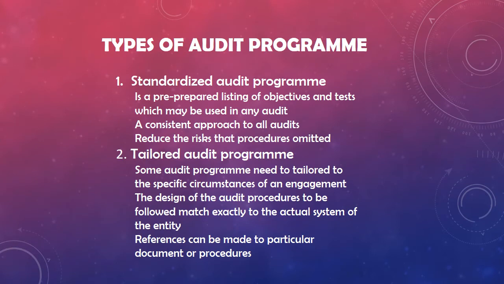Types of audit program. There are two types of audit program. 1. Standardized audit program. It is a pre-prepared listing of objectives and tests which may be used in any audit. It's a consistent approach to all audits and it will reduce the risks that procedures are omitted. 2. Tailored audit program. Some audit programs need to be tailored to the specific circumstances of an engagement. The design of the audit procedures to be followed matches exactly to the actual system of the entity. References can be made to particular documents or procedures.